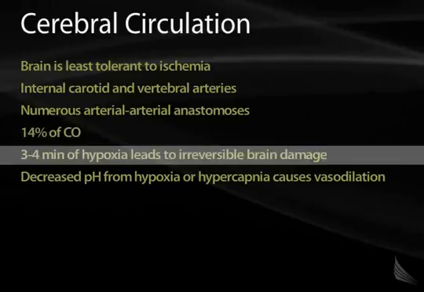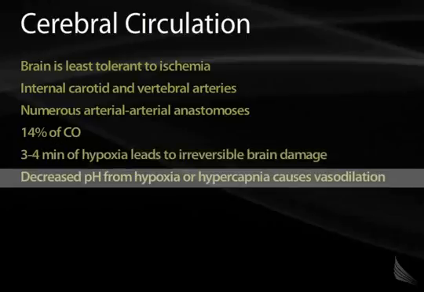And it's important to remember that 3 to 4 minutes of hypoxia and ischemia may lead to irreversible brain damage. In the cerebral circulation, it's decreased pH in the cerebrospinal fluid from hypoxia or hypercapnia that causes vasodilation.